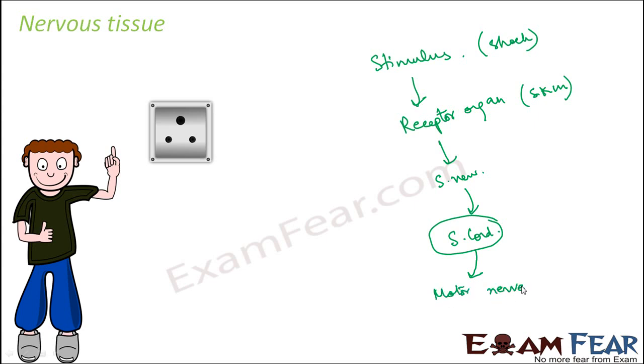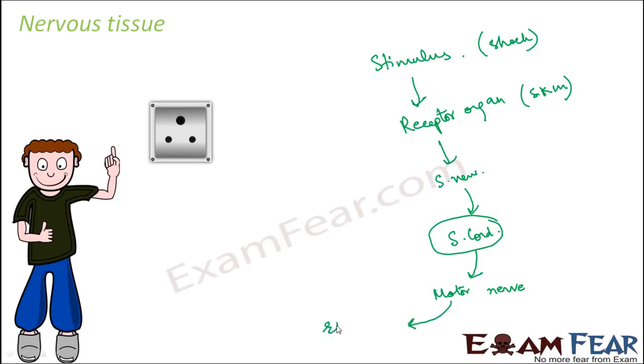Now, what is sensory nerve? What is motor nerve? I'm not going to discuss all that. But you should just know that any nerve I'm talking about is made up of nervous tissue and the nervous tissue has the neurons. So the same process of information transmission is happening inside them. All these things I have discussed in control and coordination of class 10th.